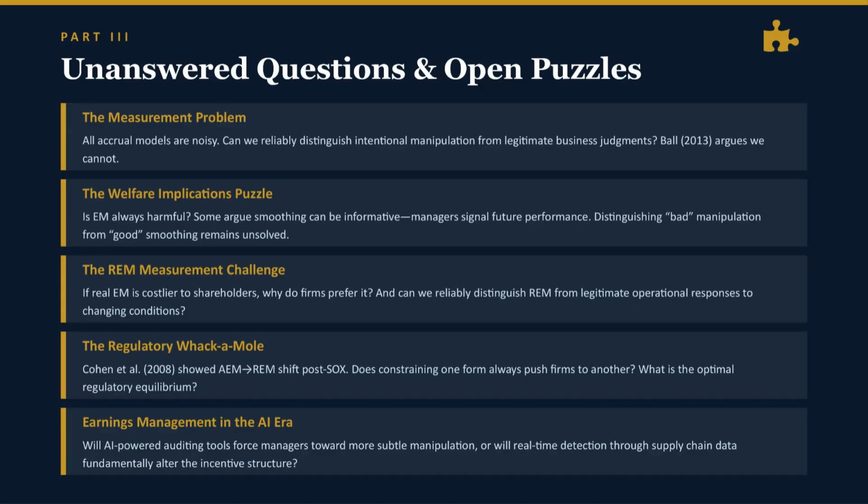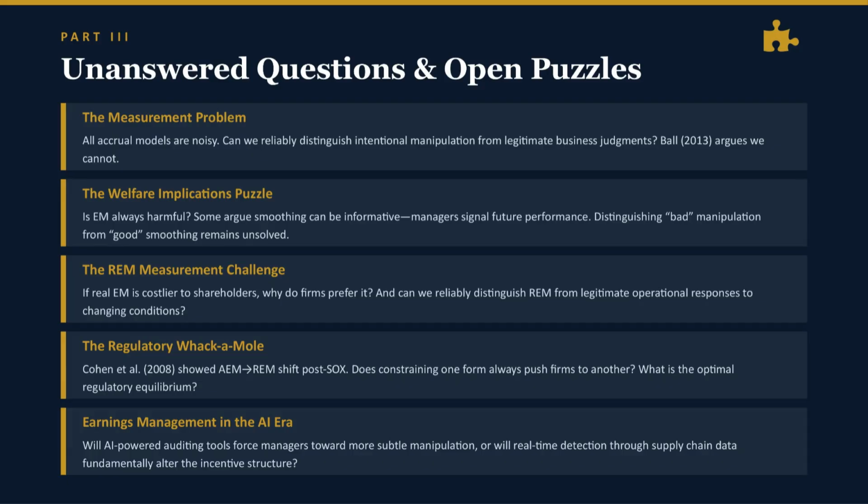Ball, 2013, argues that we cannot. The welfare implications puzzle. Is earnings management always harmful? Some scholars argue that a degree of smoothing can be informative. Managers use their private information to signal future performance through managed earnings. Distinguishing bad opportunistic manipulation from good informative smoothing remains one of the deepest conceptual challenges in this literature.